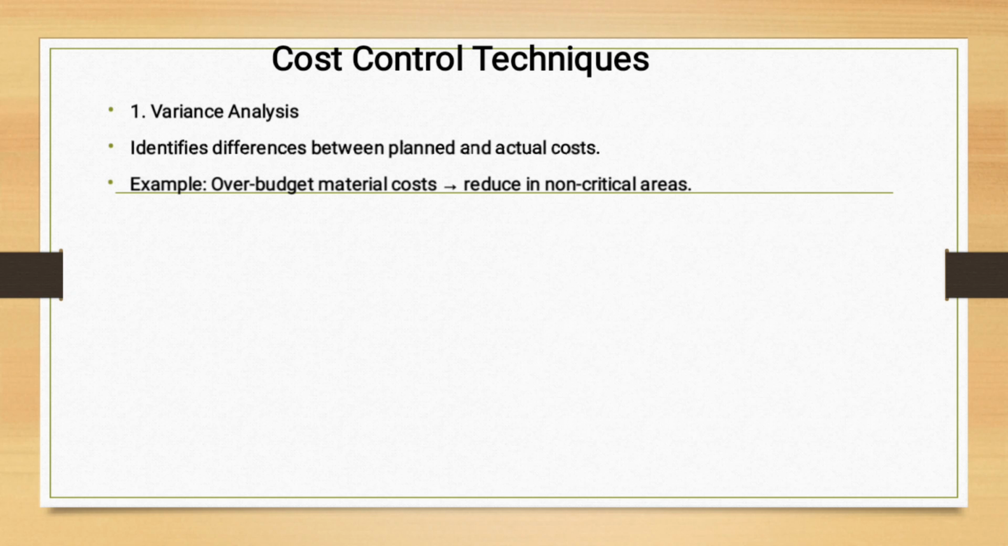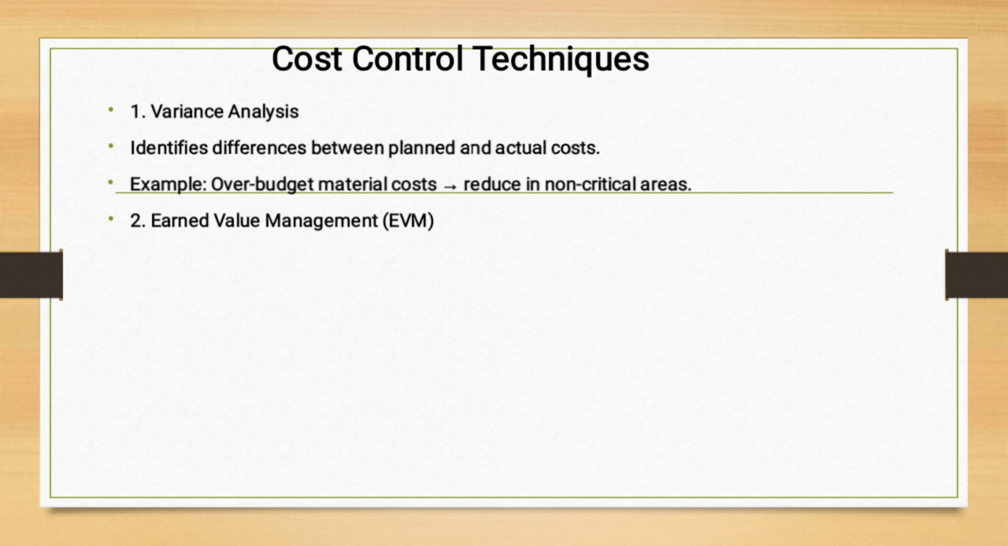Let's say there is an over budget on material cost. You have gone to the market and you have found that the prices of the most crucial items for your project have gone up. What you can simply do is look at those areas which are not crucial in your project, take some financial share from those areas and place it in those crucial areas so that you are able to stay within your budget.